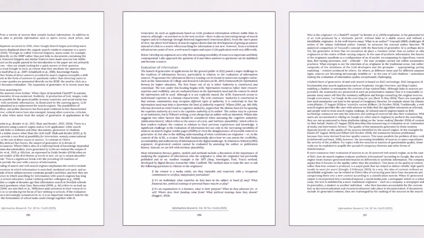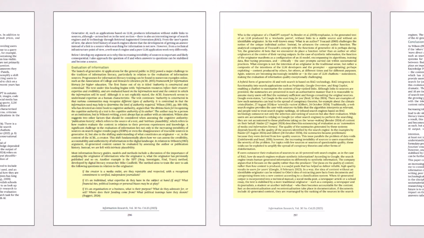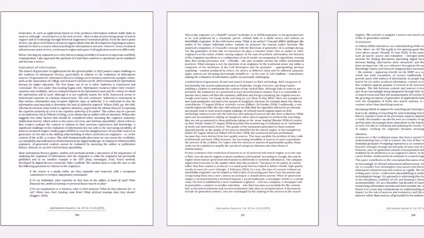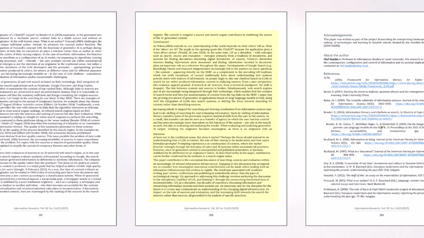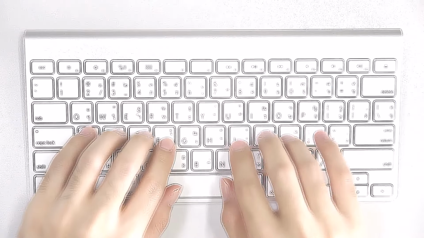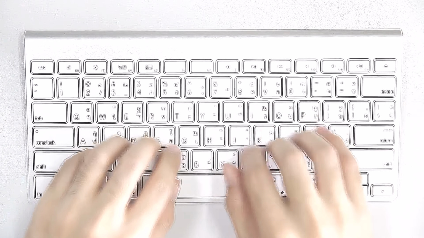The penultimate segment, Evaluation of Information, steps back to reveal the problems that AI and large language models create for information seekers if they attempt to uphold best practices of information literacy. The conclusion of the paper offers a recap and reflections. But first, how did this paper come to be?